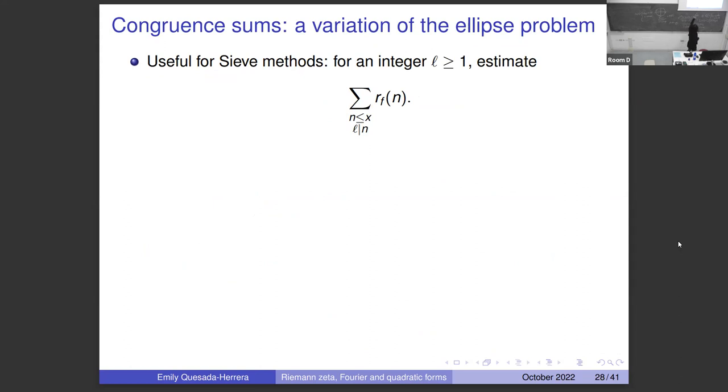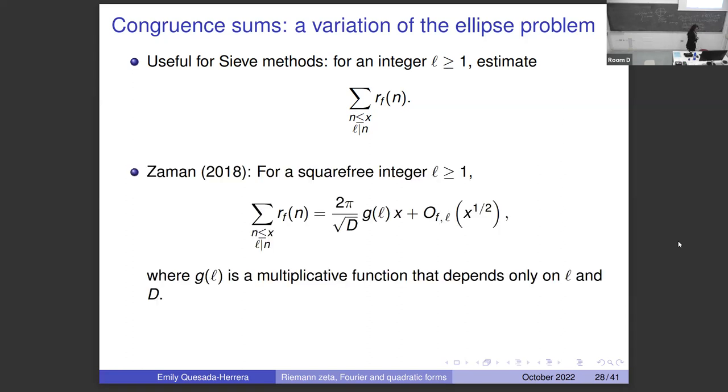So now I want to study a different variation of this ellipse problem of Landau. We are interested in studying, given an integer L, we want to estimate the average number of representations, but only over integers that are multiples of L. This was first studied by the man in 2018, and he gave this formula. It is similar to Landau's formula, but it has a function g that depends on L. It is a very explicit multiplicative function, and he gave an error term x to the 1/2.